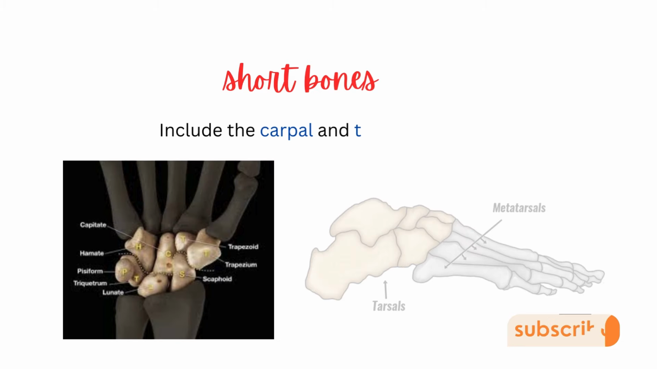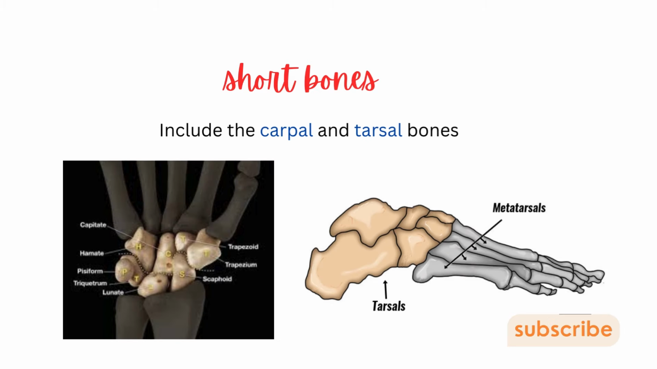Now moving to the next one, which is the short bones. The short bones are of a small size, as the word short means small in size. They include the bones that are present in the wrist and the ankle. The wrist includes the carpal bones and the ankle includes the tarsal bones. So the wrist and the ankle have the short bones, that are the carpal and the tarsal bones respectively. So this is all about the short bones. Up till here we have covered the long bones and the short bones.